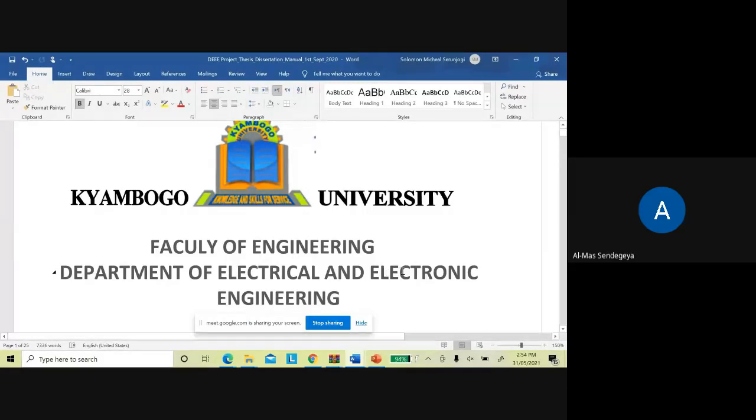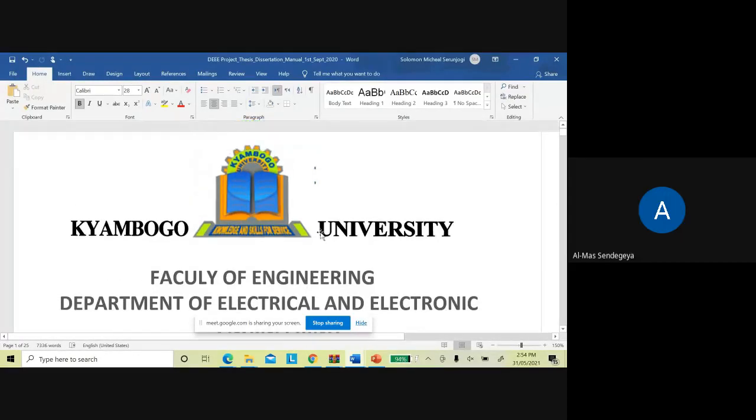Okay. Members, now we are going to have the coordinator from Kyambogo and from our department, Dr. Solomon. Dr. Solomon Serunjoji is going to give us a brief presentation about the requirements.